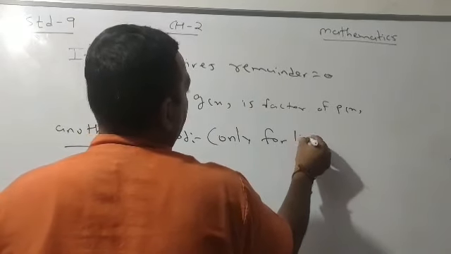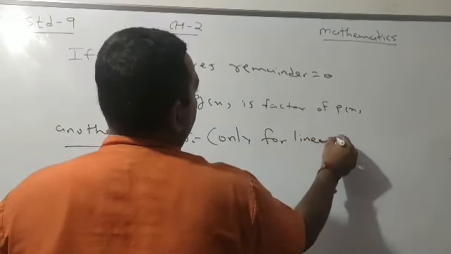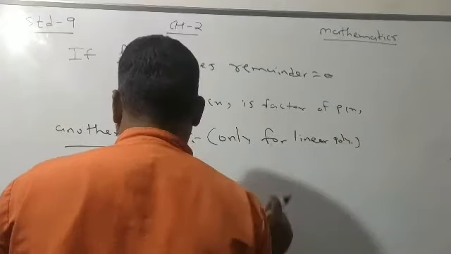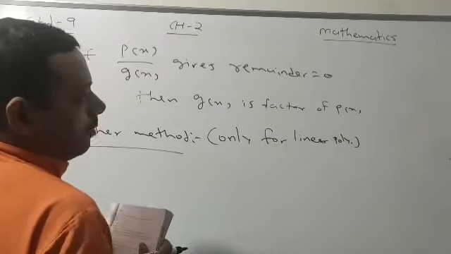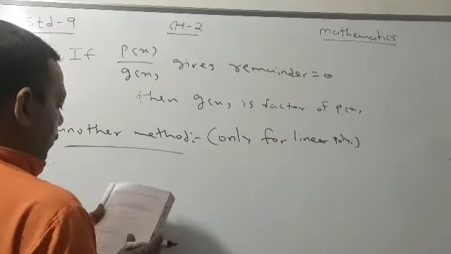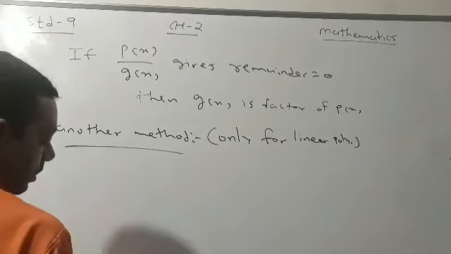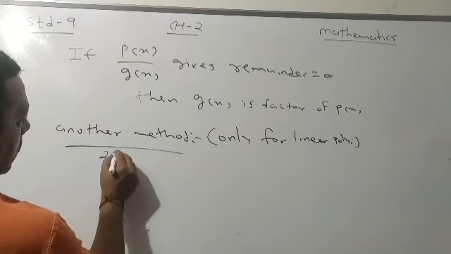Now another method is only for linear polynomials. Linear polynomials means those whose highest power is 1, that is, the degree is 1. Now here the exercise is exercise 2.4.